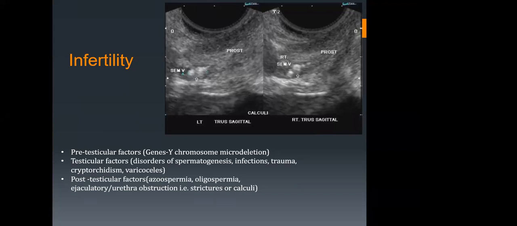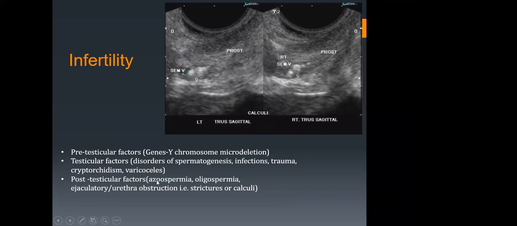Now, in male infertility, we have pre-testicular factors. These are genes. Some of the genes are deleted off the DNA. We have the testicular factors, that is disorders in spermatogenesis. You have trauma, or you have undescended testes or varicoceles. These affect sperm production. And then we have the post-testicular factors.